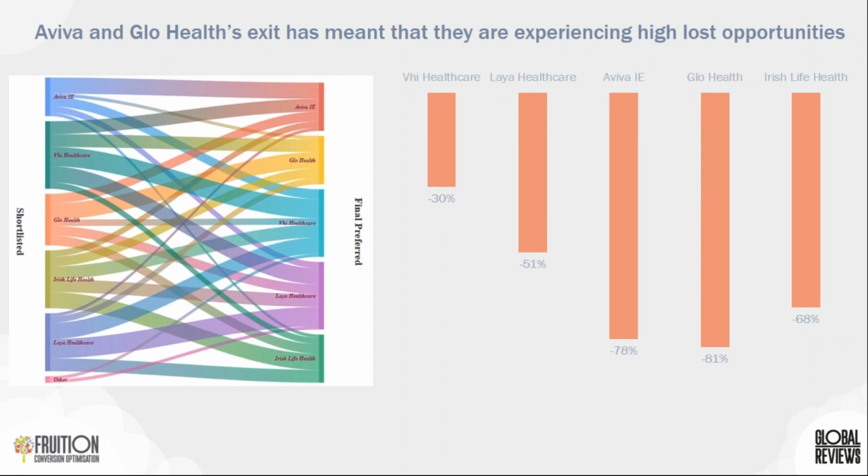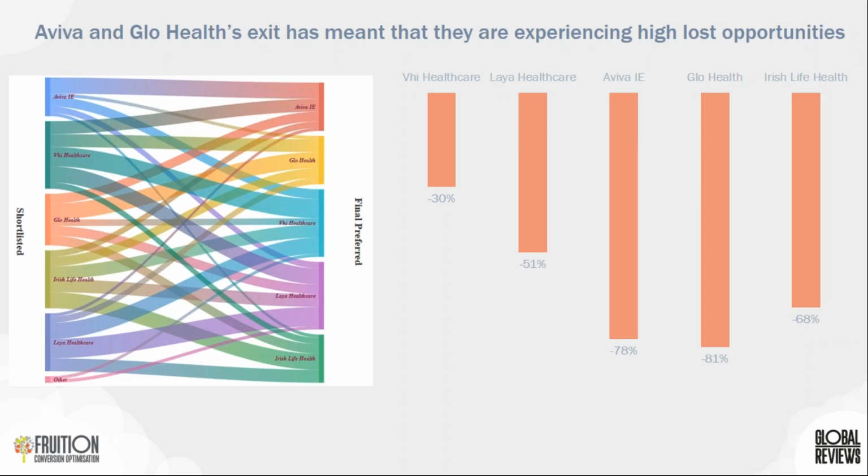So we can see here, if we look at, say, Aviva.ie, with the top bar, the amount that they're retaining, but then we can see where they're also going. With Aviva, a lot going to VHI Healthcare, and we'll have a look at that in a minute also. And then you can see there's others going to Irish Life Health and others going to Laya Healthcare. So we can get an understanding of where the split is and where that lost opportunity is, where those customers are going to, or who they're choosing instead of you.